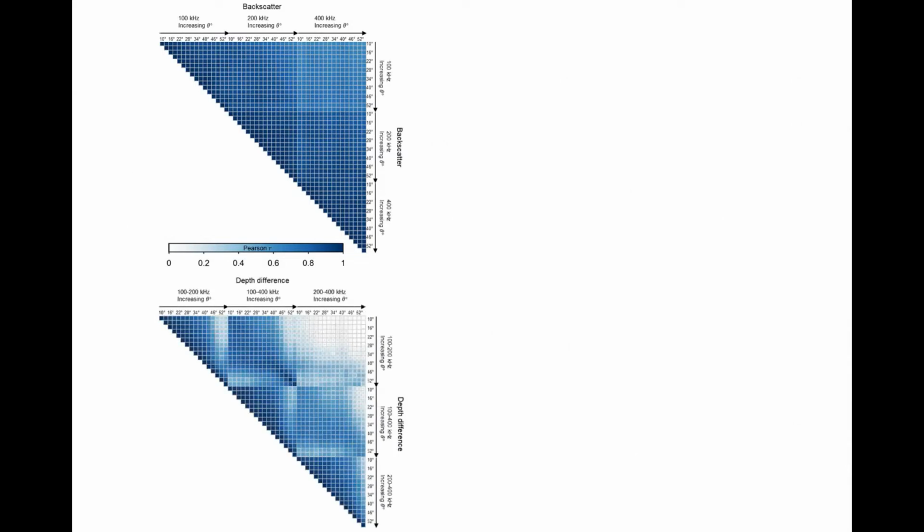We have decreasing correlations with changes in frequency and angle, but it's a bit more interesting looking at the depth difference measurements. So again, we have depth differences measured between different frequencies, increasing by angle on both axes. A couple of interesting quick takeaways from this plot: we only really have strong correlations at angles less than 45 degrees, even with different frequencies. So that's kind of interesting.